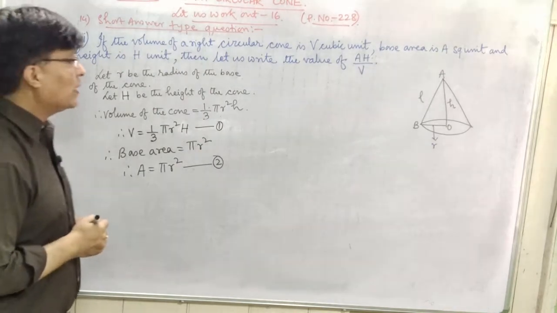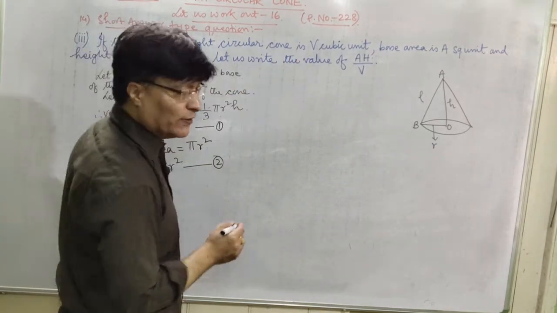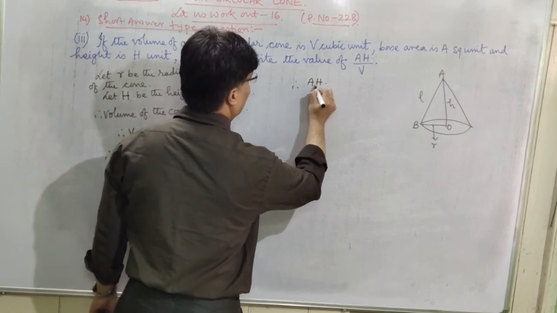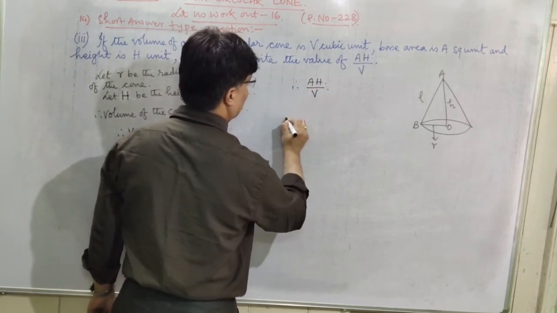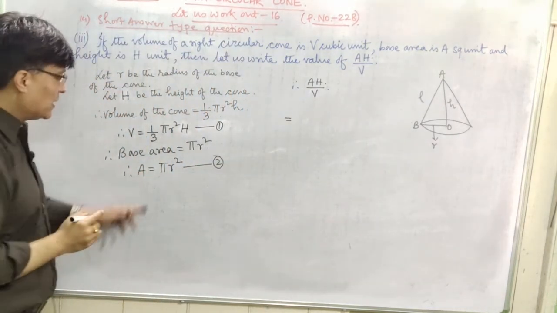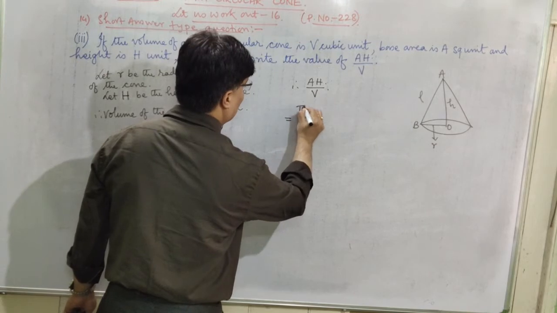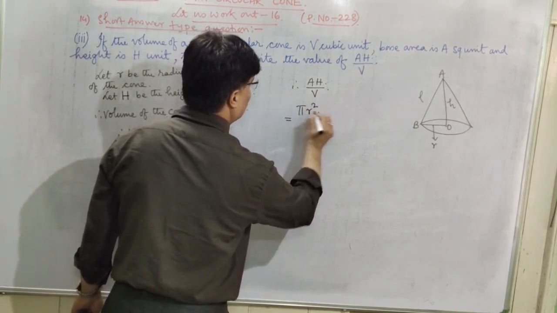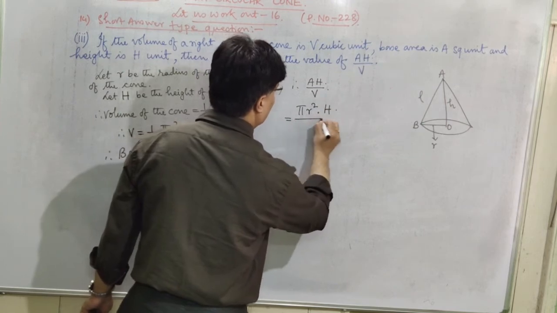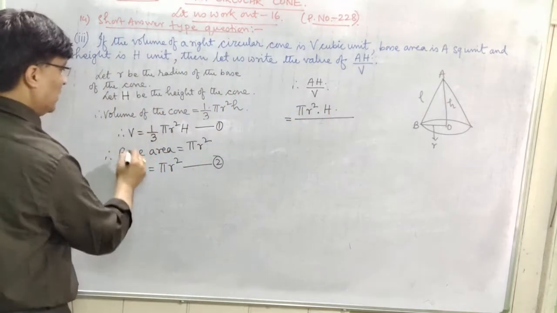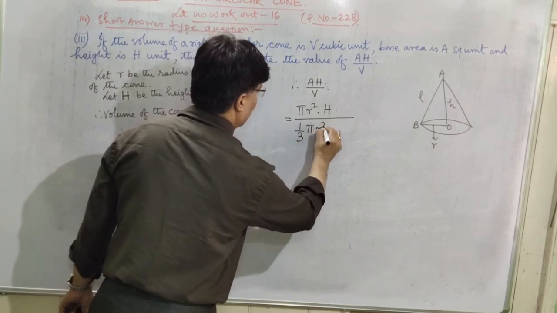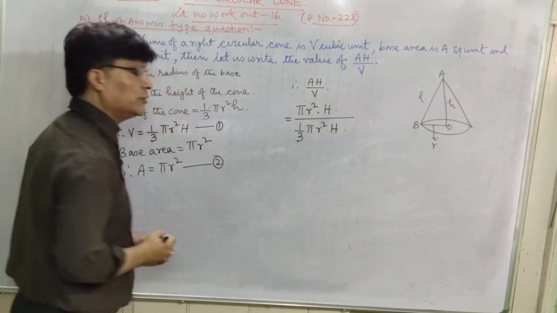Okay. Now we have to get the value for AH divided by V. What is A here? A is the base area, that is pi r square. So A is pi r square into, what is the value for H? We don't know, we write H, divided by, what is V? V is 1/3 pi r square H.